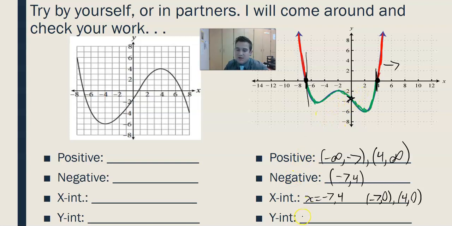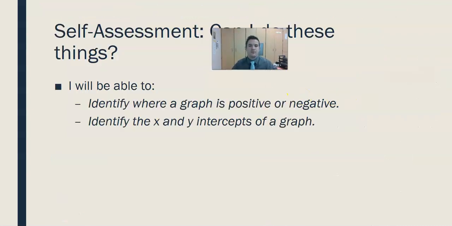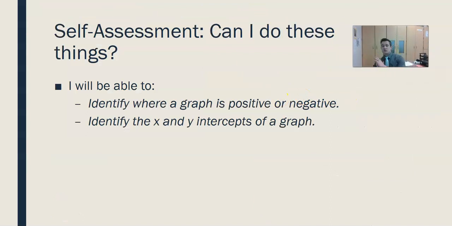So right here, that would be at y equals negative 3. This isn't a perfect graph, but it would be y equals negative 3. That point would be (0, -3). That's where this point would be. So that's how I identify intervals of a graph that are positive or negative, and then label the x and y intercepts. So this is what I hope that you're able to do at the end of this video.